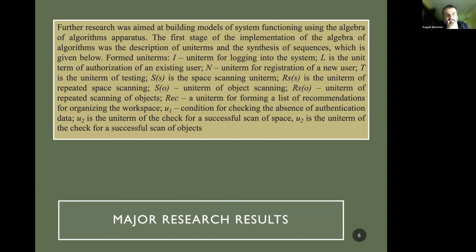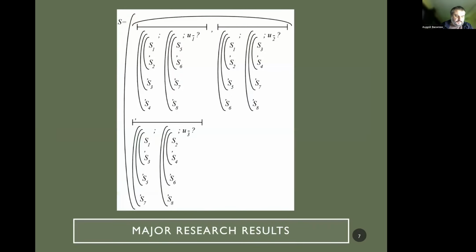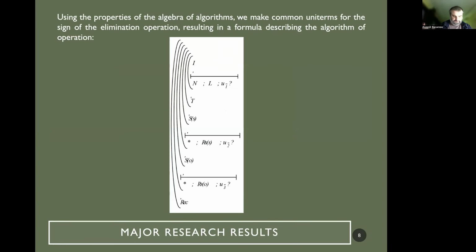The first stage of the implementation of the algebra algorithm was the description of unit terms and synthesis of sequences, which is given below. After substituting the eliminations, the general formula will look like in the slide. The next stage is a substitution of the corresponding sequences in the elimination. As a result of using the properties of the algebra algorithm, we subtract the common unit terms by the sign of the elimination operation and obtain the following formula of the algebra algorithm.